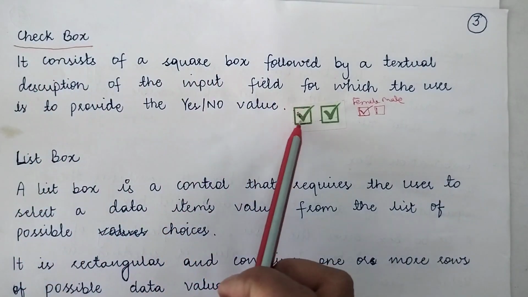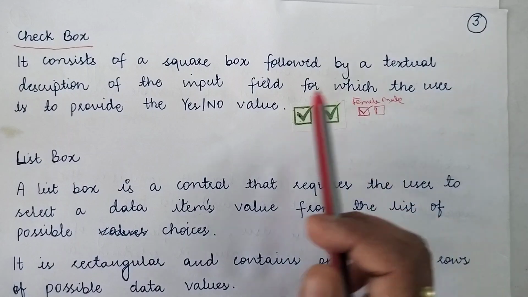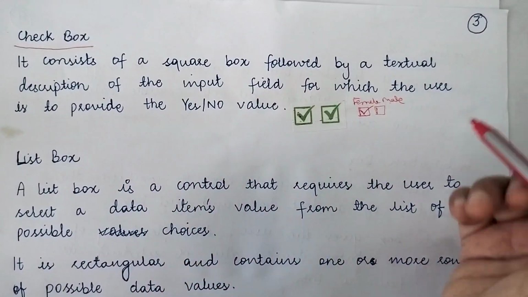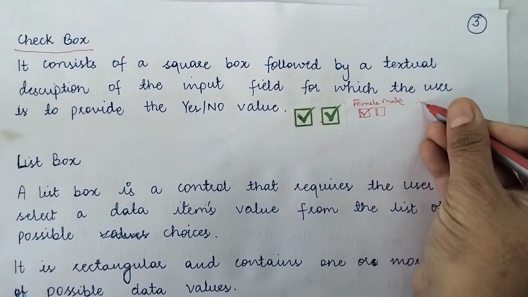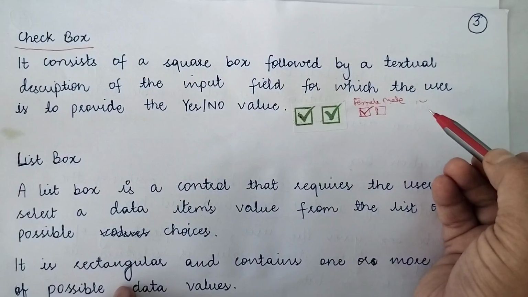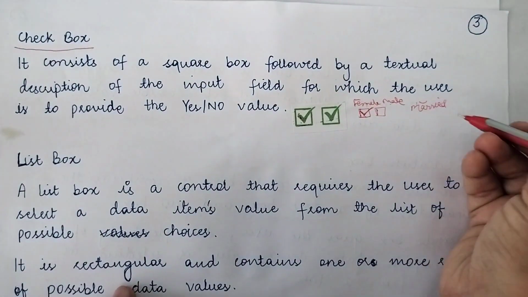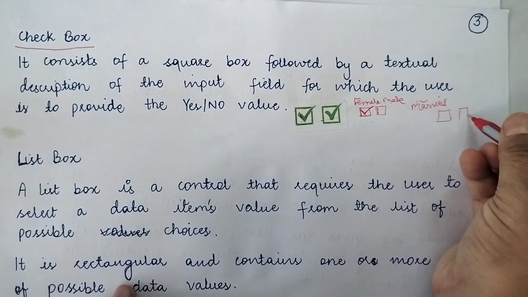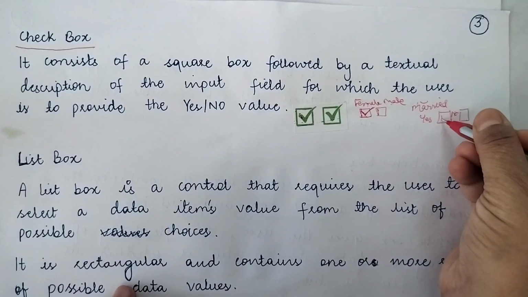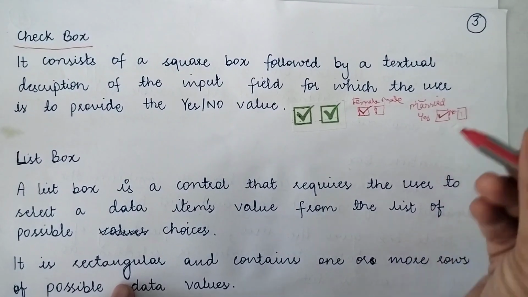It consists of a square box followed by a textual description. You will have a textual description like this of the input field, for which the user is to provide a yes no value. It can be some value which you have to select, or it can be a yes no value also. Like if it asks you about marital status, if you are married, then checkbox, and then yes and no. If you are married, you will select this checkbox. If you are not married, you will select this checkbox.